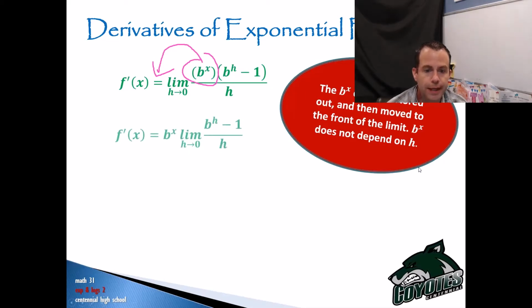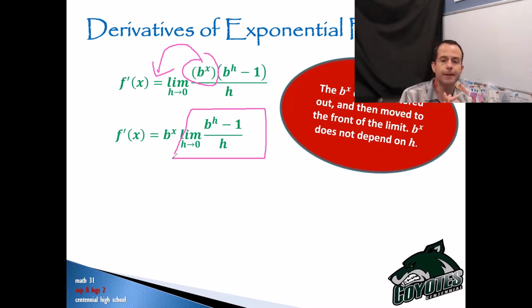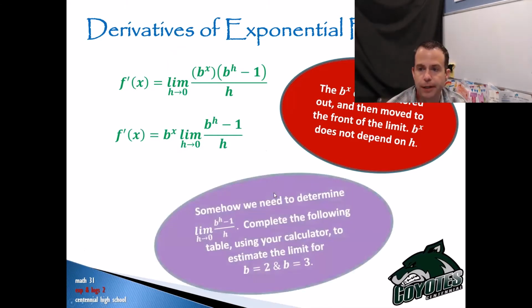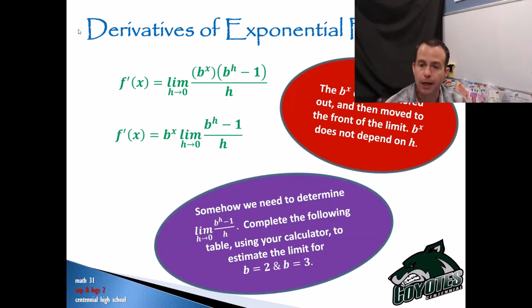Okay, so now we're going to take a sidebar here. We're going to do a little investigation together, and we're just going to look at this and try and figure out, as h approaches 0, what would we end up with here? Okay, now to do that, I've given you a table, and we're going to approach a few things. So we're going to take a look at when b is 2 and when b is 3, just to see if we can figure anything out. Okay, so somehow we need to determine that limit.